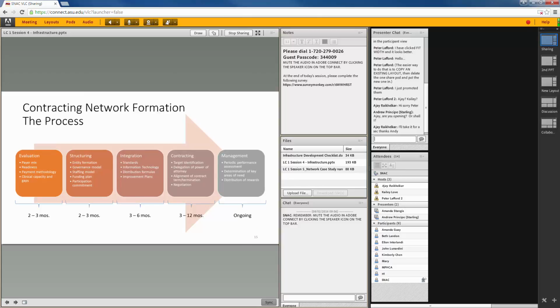This is a relatively typical timeline. Again, every network is different. Every network's participating organizations are coming at this from a different starting point. But typically, it can take anywhere from 1 to 2 years to go from the concept or the vision of a network to actually having a network operating.